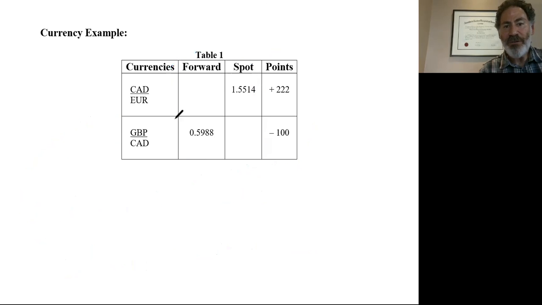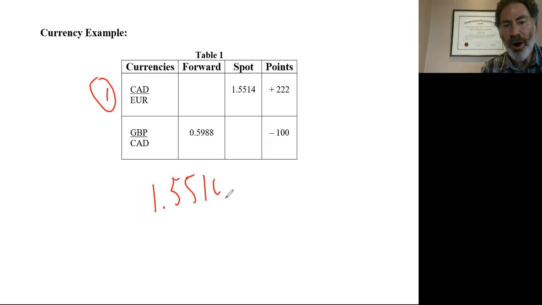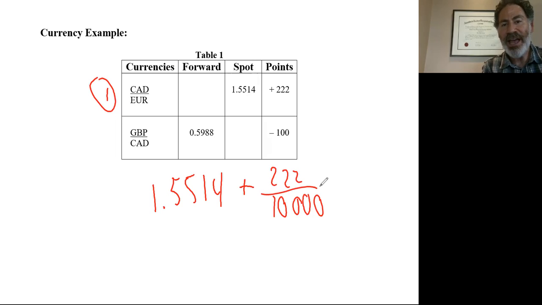And now let's just fill in this chart here just to complete this. So for the Canadian euro currency pair, if I wanted to get the forward rate, it would be the spot rate plus, so that's 1.5514 plus 222.5 points divided by 10,000. And so this comes to 1.5736. And we've got to go to 4 decimal places there and make sure that we round off appropriately.